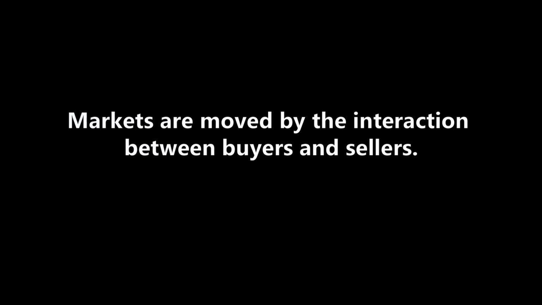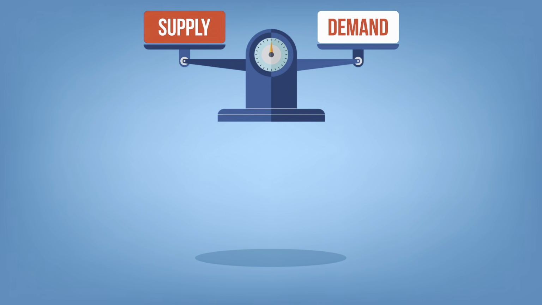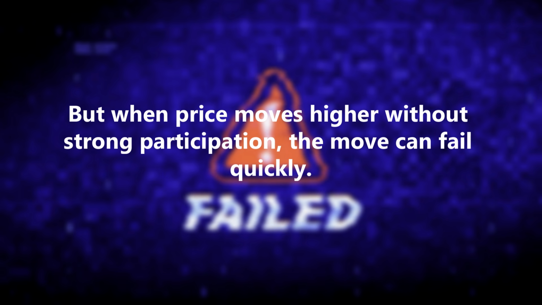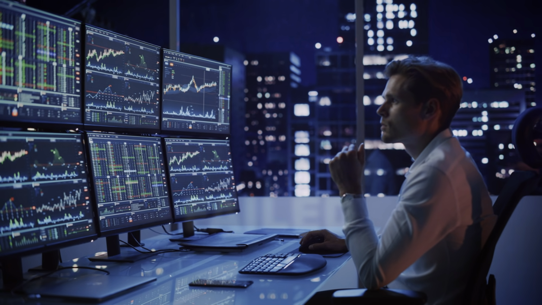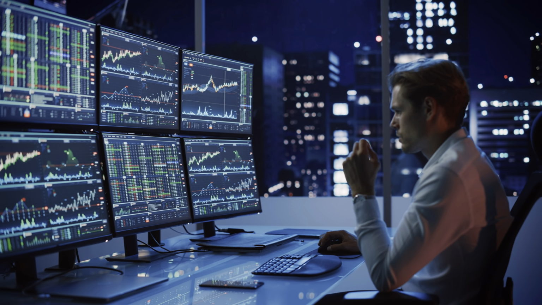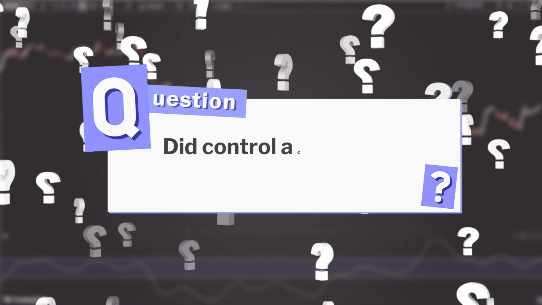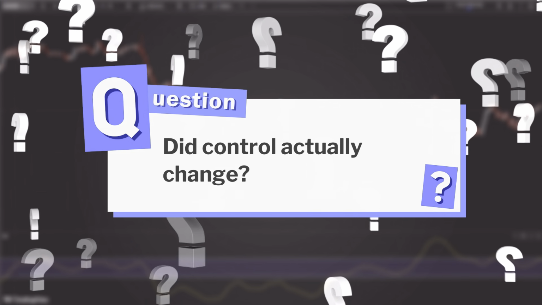Because markets are not moved by candles. Markets are moved by the interactions between buyers and sellers. Every price movement is a battle between supply and demand. When buyers aggressively enter the market and sellers cannot absorb that pressure, price expands upward. That creates genuine bullish momentum. But when price moves higher without strong participation, the move can fail quickly. This is why experienced traders do not look at a structure break and immediately think direction changed. They ask, did control actually change? Those are two completely different things.